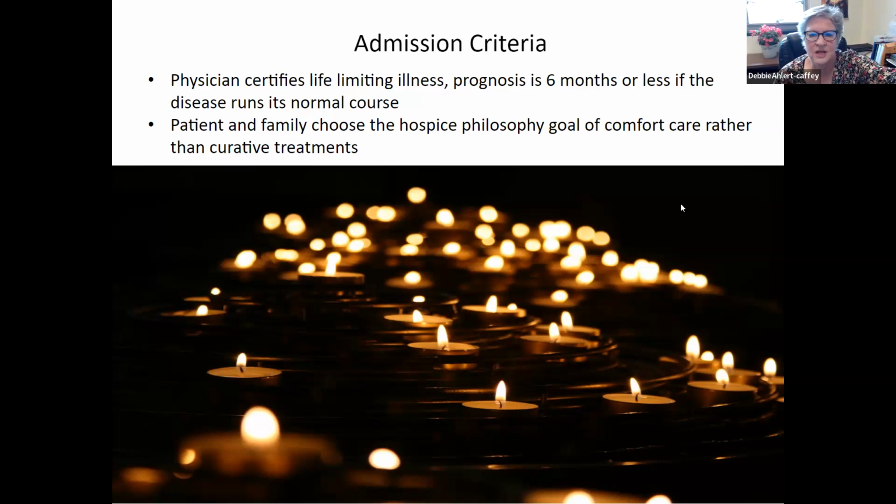Patients and family choose the hospice philosophy, with goals of comfort rather than curative treatment. So unlike palliative, you cannot be receiving curative treatments like radiation, chemotherapy, or dialysis, because we are end-of-life care. VNA also sees patients within a 25-mile radius, so we have a good response time. We see all of Douglas County, Eudora, DeSoto, Baldwin, Ottawa, Perry. We see the outskirts of Douglas County.